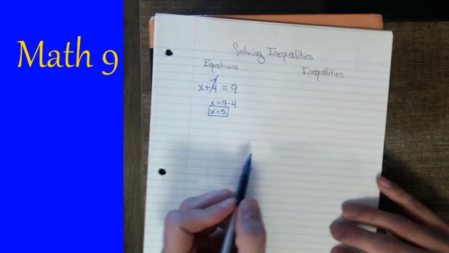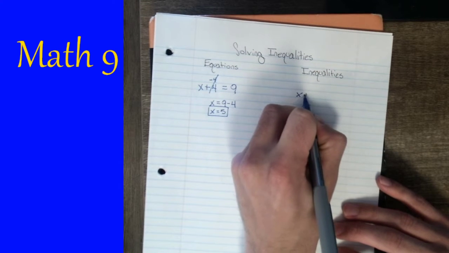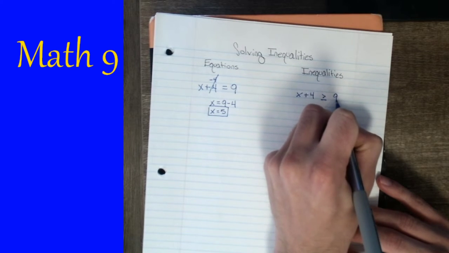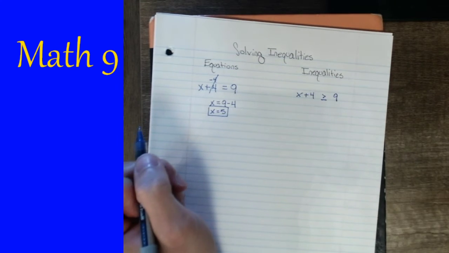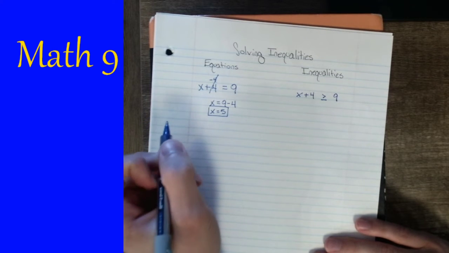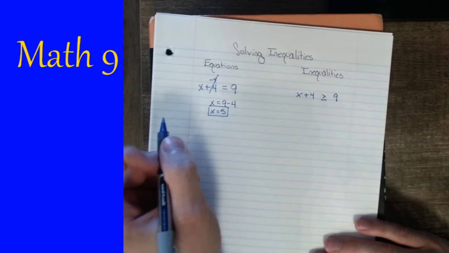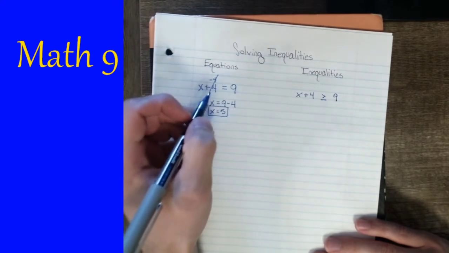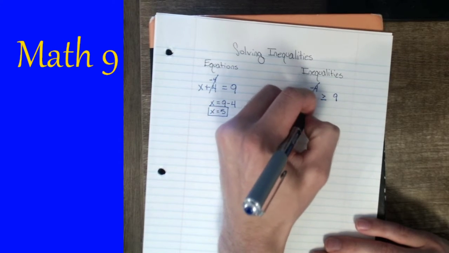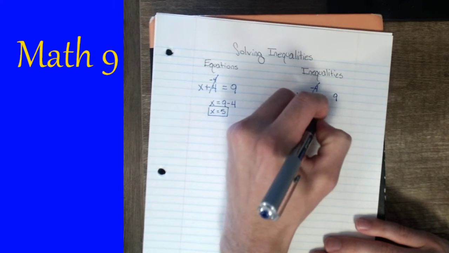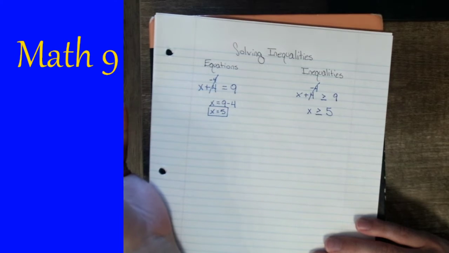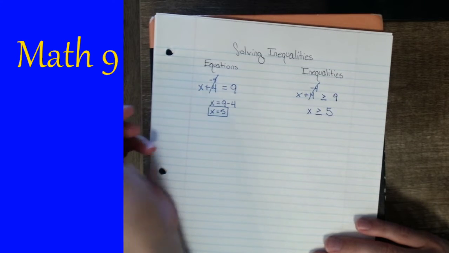Let's compare something quite similar, however, it is an inequality. X plus 4 is greater than or equal to 9. How we solve this is exactly the same as how we solved this particular equation. So I'll subtract 4 from both sides. X is greater than or equal to 9 subtract 4, which is 5. So here, x is greater than or equal to 5.